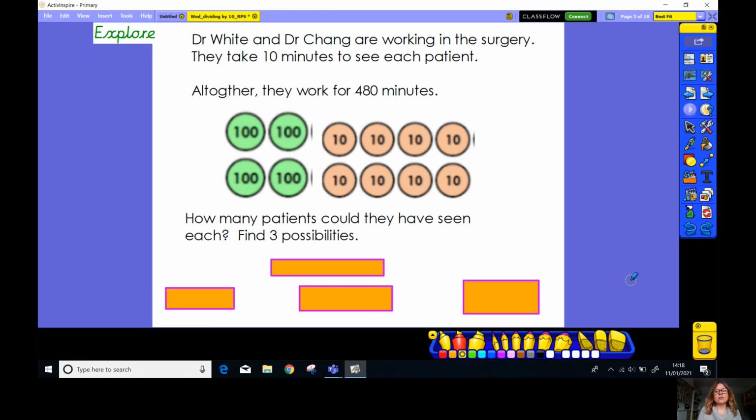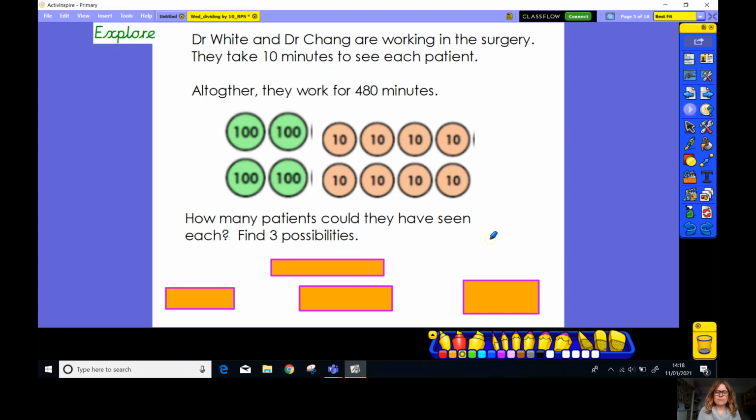So it says Dr. White and Dr. Chang are working in the surgery. They take 10 minutes to see each patient. So every patient gets 10 minutes of their time. Altogether, they work for 480 minutes. Here is that number represented. How many patients could they have seen each?